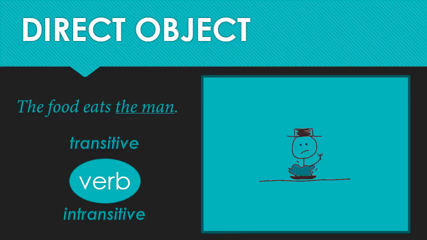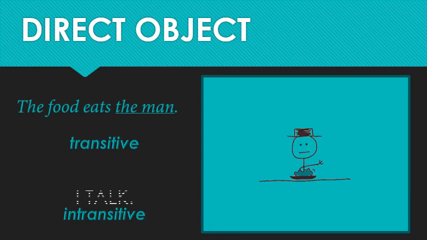Now, some words, like eat, can be both transitive and intransitive. The man eats, period. Nothing more. You're fine. That's intransitive. No direct object required. But then you can also say the man eats the food, or the food eats the man. And now the verb is being used transitively. You've got options.